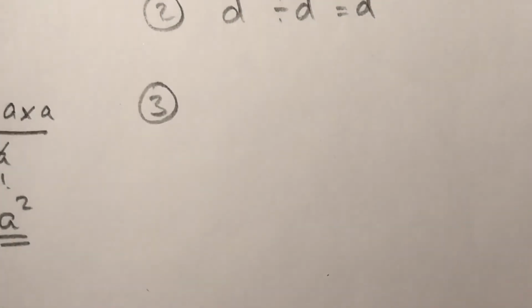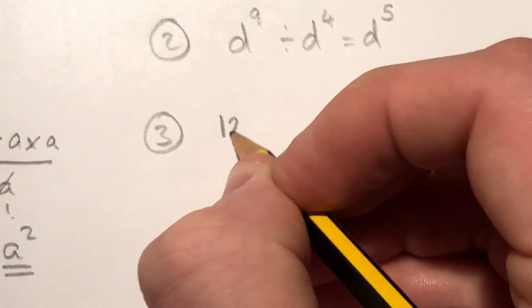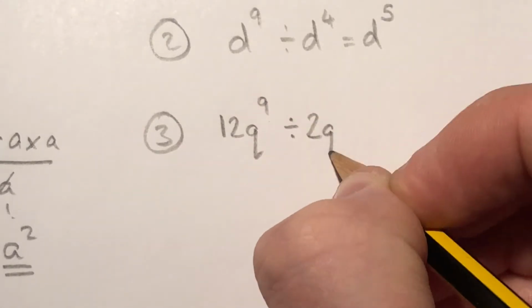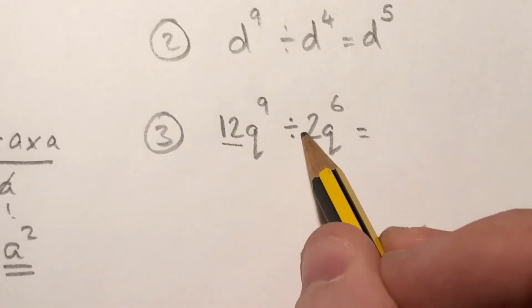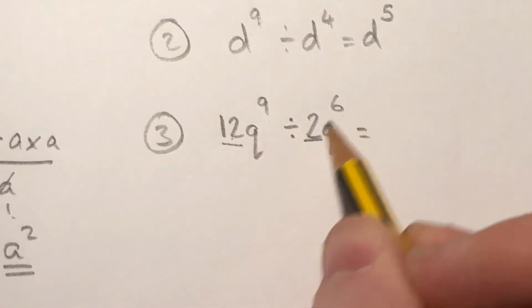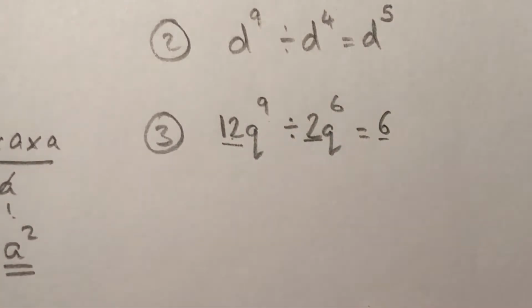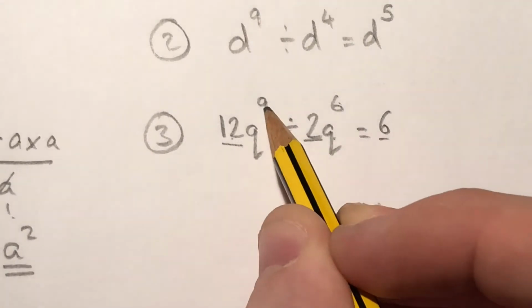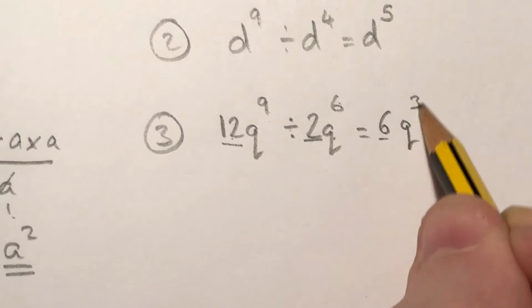Third example. And just as before, when we did our timesing ones, we had to have examples with numbers in front of our letters. Let's see what happens when we do 12q to the power of 9 divided by 2q to the power of 6. So the same again. We look at the coefficients first of all. Because they're not anything to do with powers, we just divide them normally. So 12 divided by 2 gives us 6. Then we can deal with the indices one by one. So q to the 9 divided by q to the 6. Well, we know it's going to be q because it's the same base. 9 minus 6 gives us 3. 6q cubed.